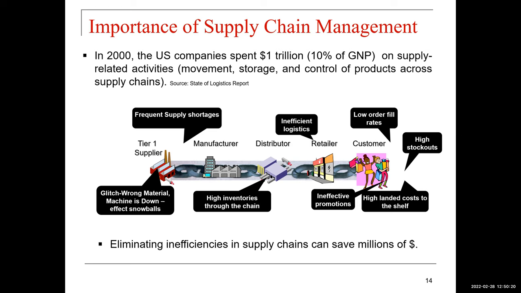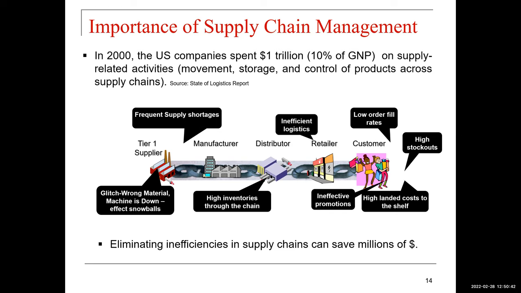We don't have to go far to observe this behavior. If you just go to I-35 and you drive through I-35, you'll see a lot of trucks from different companies moving products south and north. So a lot of activity, and that's part of the supply chain.